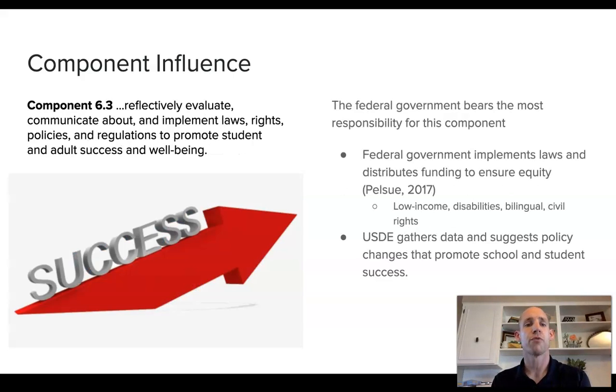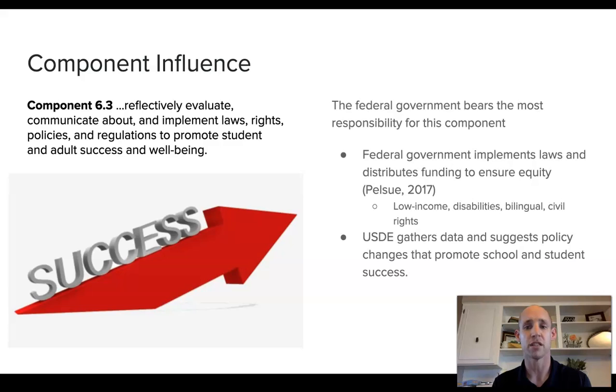And then component 6.3, reflectively evaluating, communicating about, and implementing laws, rights, policies, and regulations to promote student and adult success and well-being. This one's really tough, and I kind of waffled on which one to place this on, but the federal government bears a lot of responsibility for this component, especially when you focus on the laws, rights, policies, and regulations. That's really where the federal government does its work in education.